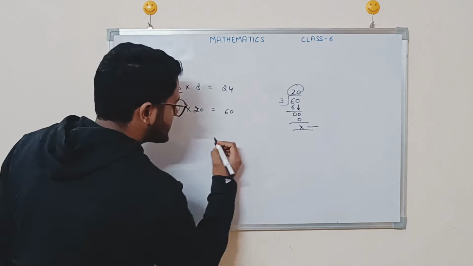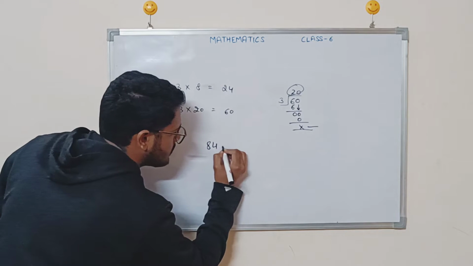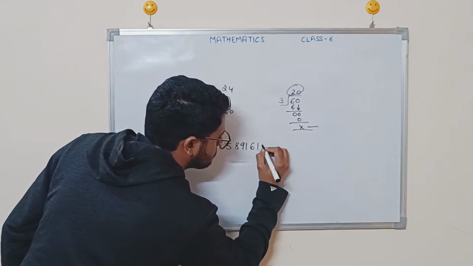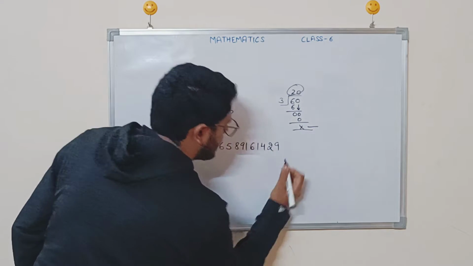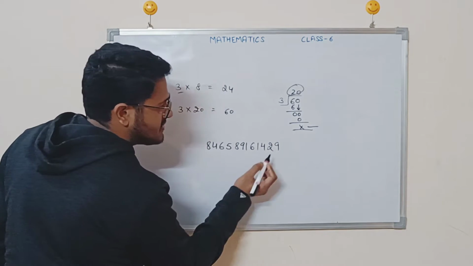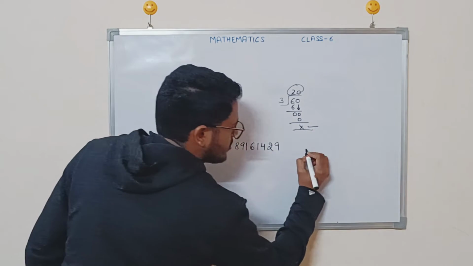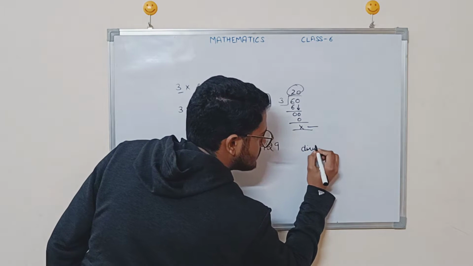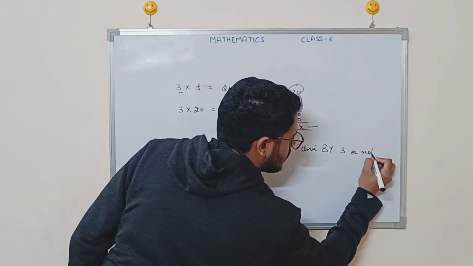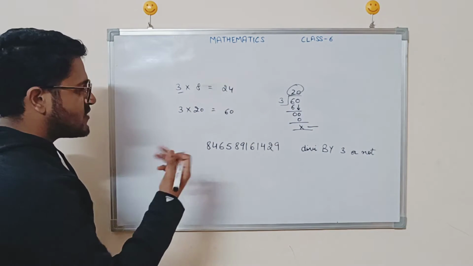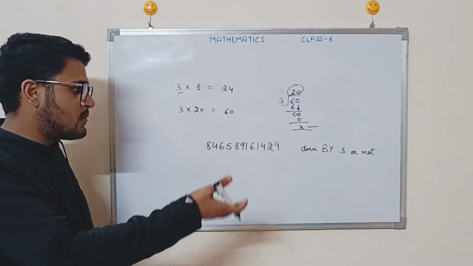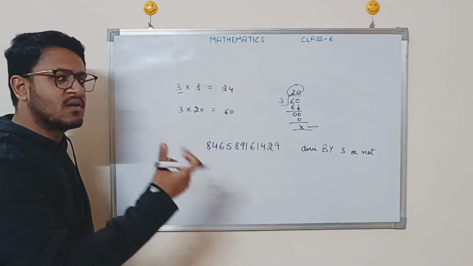Okay, but let's take this big number. Now tell me whether this number is divisible by 3 or not. Now it's very difficult for us to understand whether it's divisible by 3 or not by trying something orally, right?